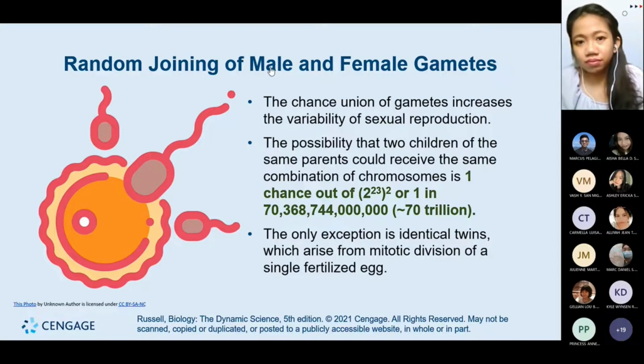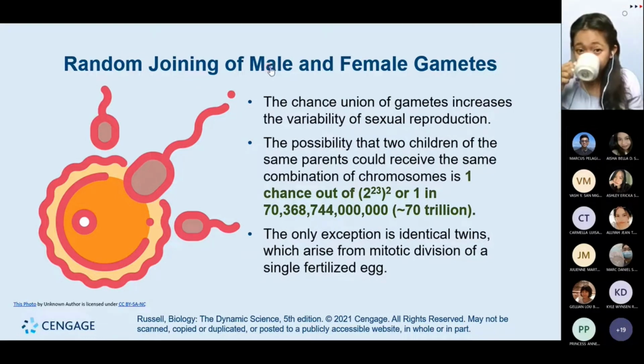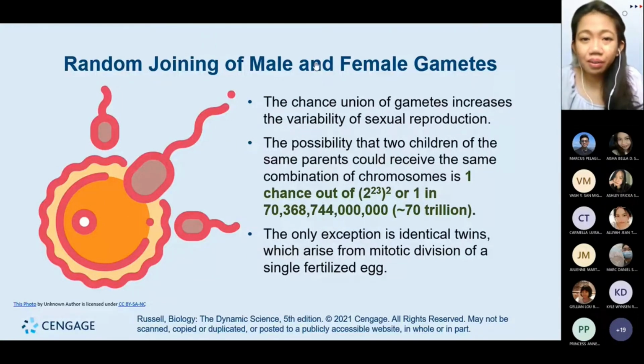The possibility that children of the same parents could receive the same is one chance out of squared or 1 in 70. Nawawala-wala ka, dear, pero that's okay. On my end. Okay, so I think your classmates read with you.